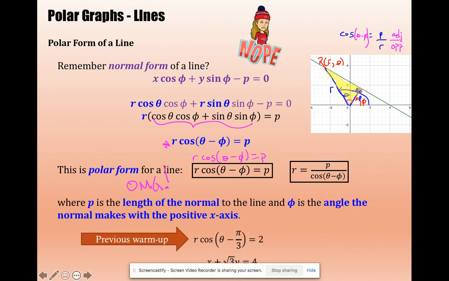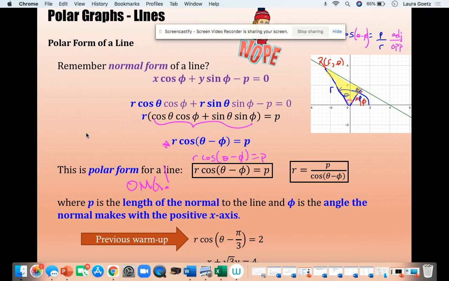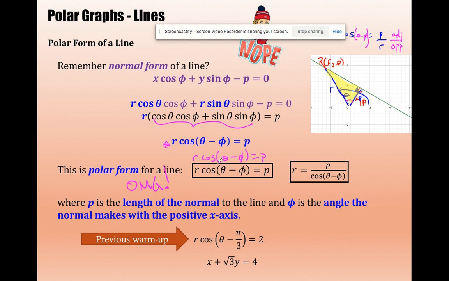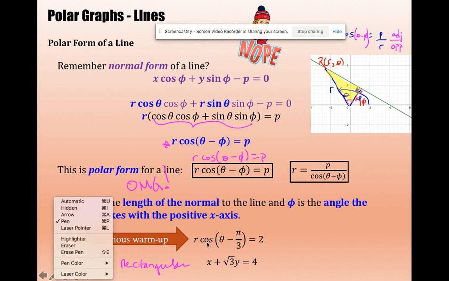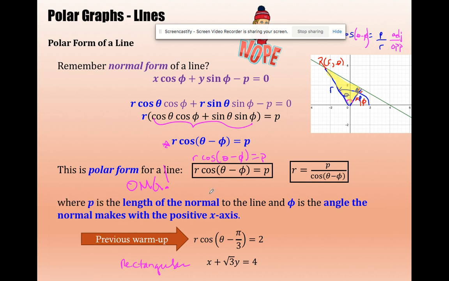So this is a problem that we had on a warm-up last week. And we used the cosine of a difference formula to figure out how to go from polar back to rectangular. Today, if you recognize the polar form of a line right here, you don't need to remember the cosine of a difference formula. If you recognize that this is phi and this is p, then you're going to know how to take this into rectangular form without having to remember this formula.